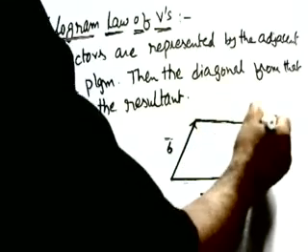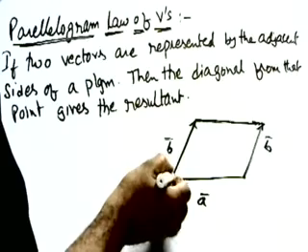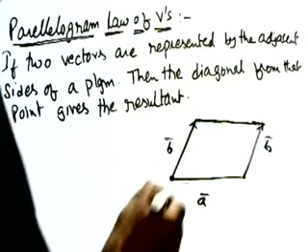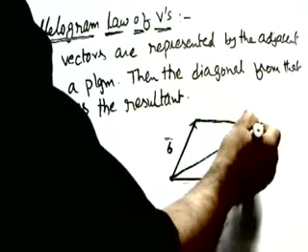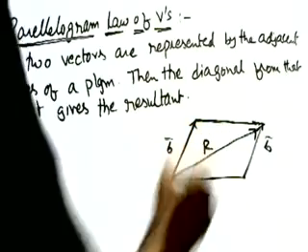Now watch carefully. The resultant of vector A and vector B is given by the diagonal from this point. So you draw the diagonal. See here, this diagonal will give the resultant of A and B.